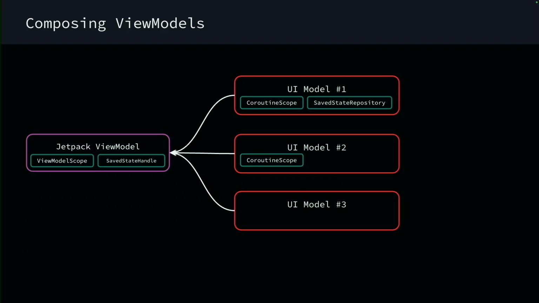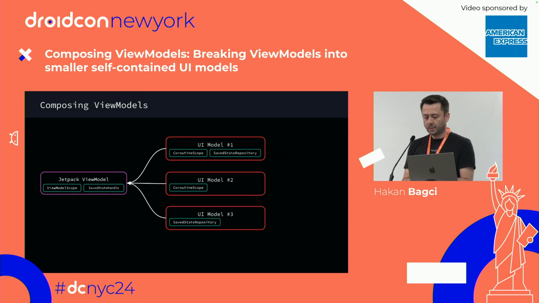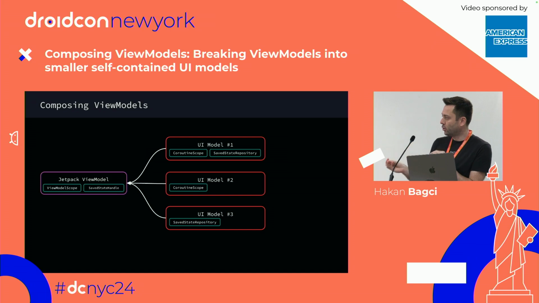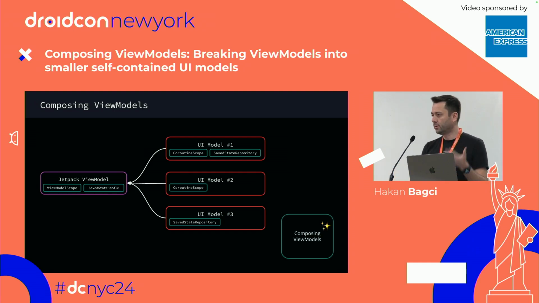And it's similar here. Every UI model doesn't need everything else. This one only needs coroutine scope and we pass it, and the other one just needs save state repository and we pass it. These UI models are designed to be self-contained and portable. They require really only minimum integration support from their parent, like coroutine scope, save state repository, and it's just that. So we are not passing data from root to our UI models. By using these UI models, we can compose bigger view models, and we call this process composing view models.